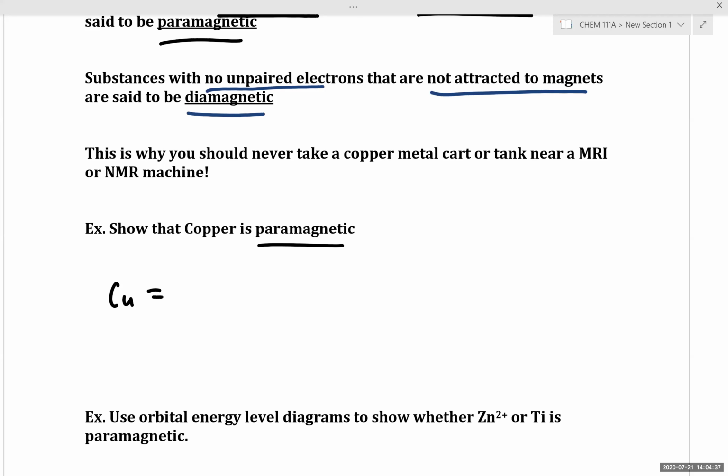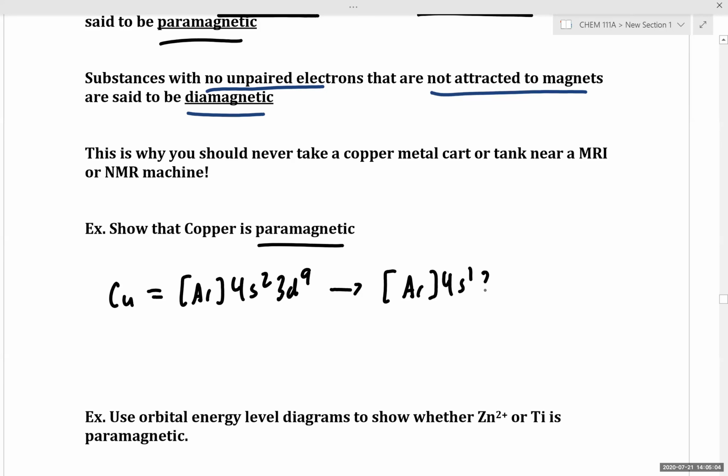Thinking about copper, let's just write our normal configuration, pretending that irregular configurations aren't a problem just yet. So we'd have argon 4s2 3d9. Copper can form a d10 configuration, so copper is an exception. It can form argon 4s1 3d10.